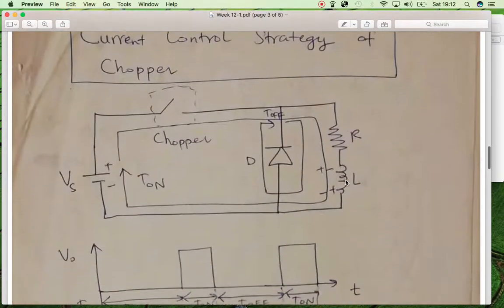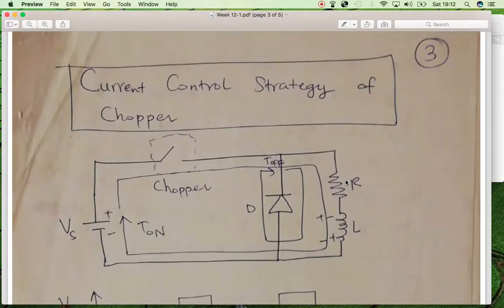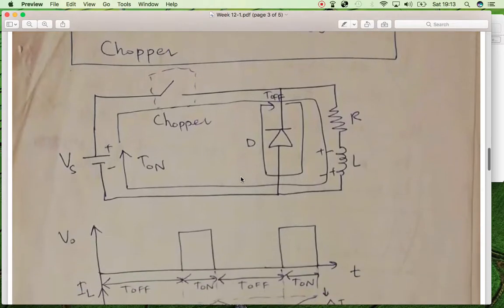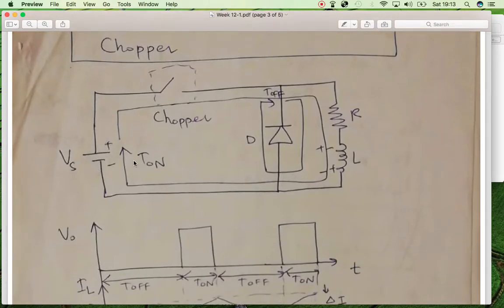So then the third strategy of controlling in the choppers is the current control strategy. In this you can see we have a DC voltage, and we have a diode, and we have a resistor, and we have the inductor, we have a switch which is doing on and off. So what is happening over here, we have two phases.